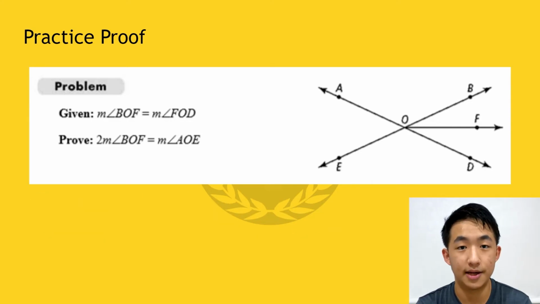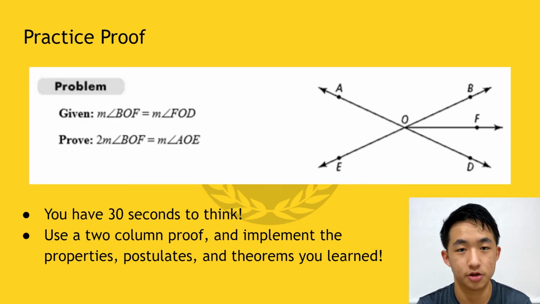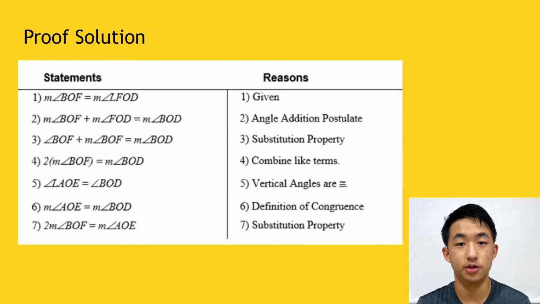Okay, time has now elapsed. Let's take a look at the hints for this problem. So again, make sure you use a two-column proof and implement the properties, postulates, and theorems seen in all of our previous lectures. Here is the solution to the proof. I will walk you guys through it.